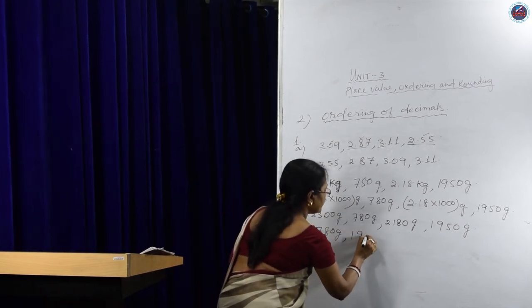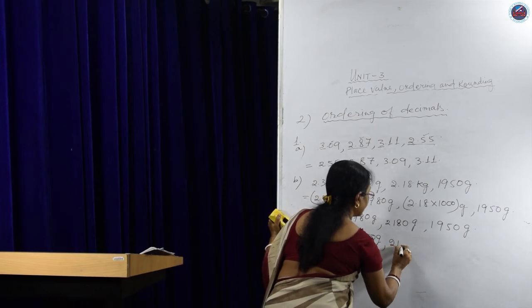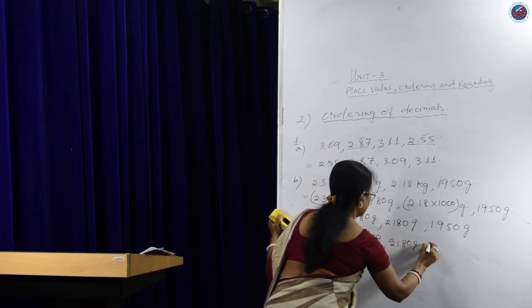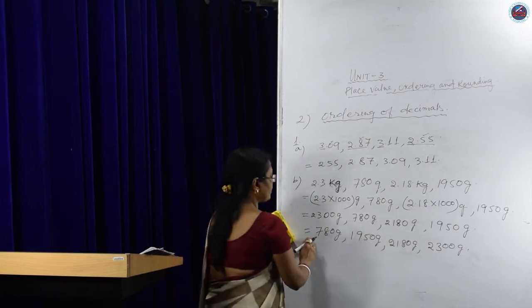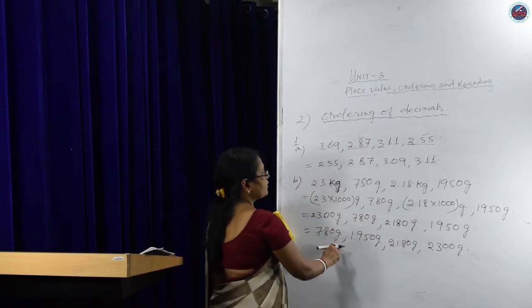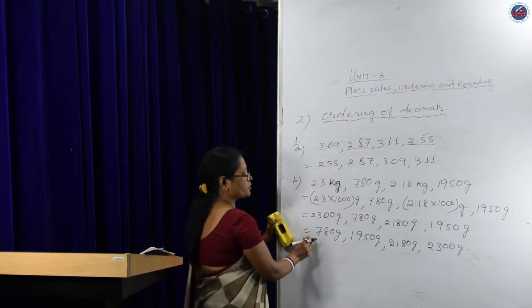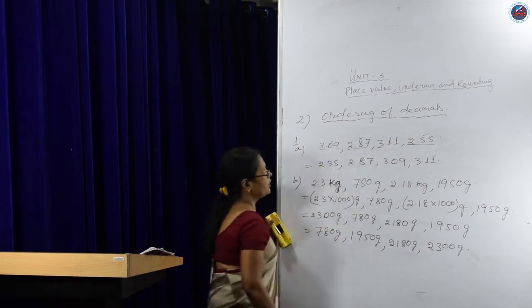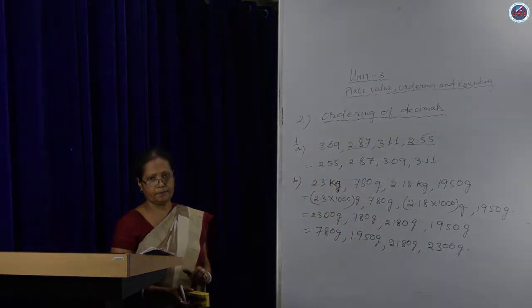Next 1950 gram, then 2180 gram and 2300 gram. So this is how you can arrange it from small to big, that is, starting from the smallest to the greatest one. So this is how you can order the decimals.